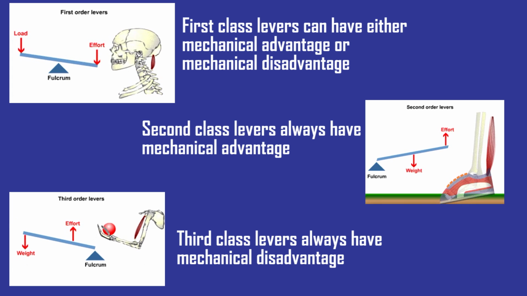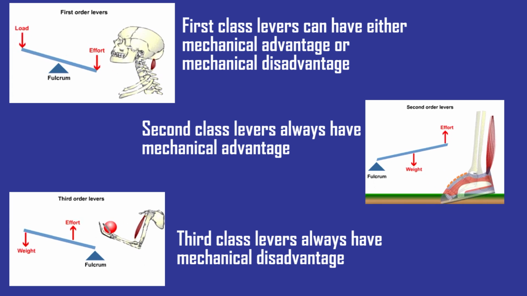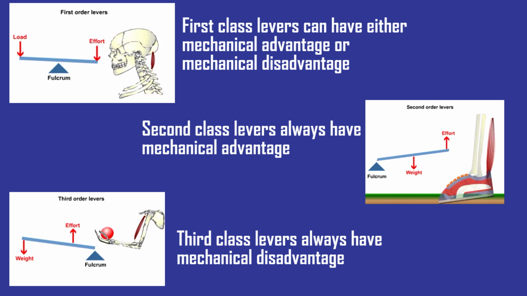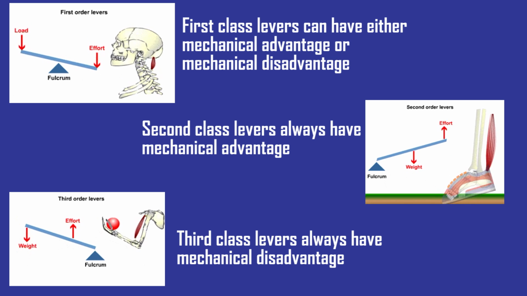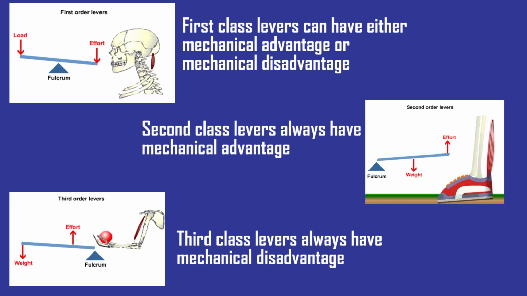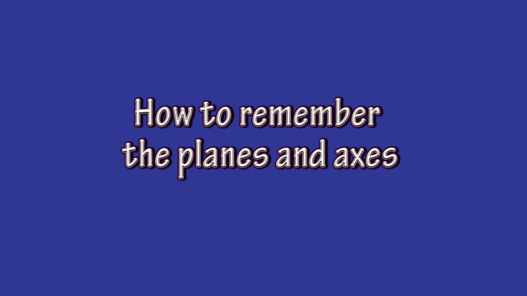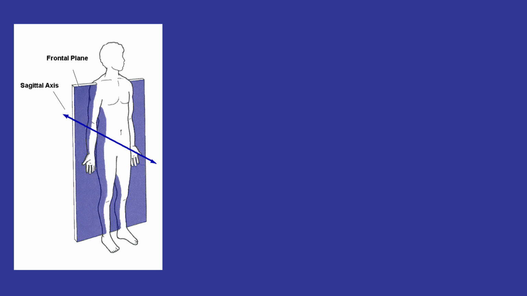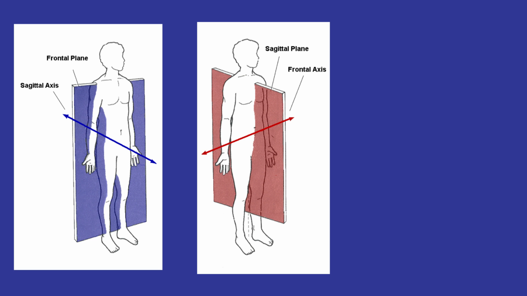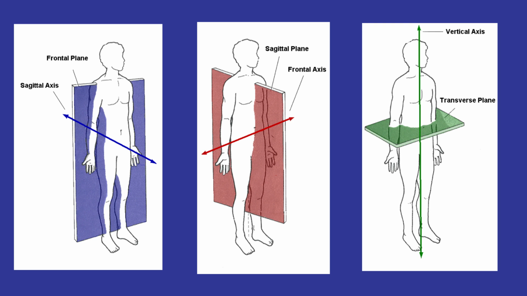First class levers can either have mechanical advantage or mechanical disadvantage depending on where the fulcrum is placed. Second class levers always have mechanical advantage. Third class levers always have mechanical disadvantage. First of all, remember that the sagittal axis runs through the belly button, the frontal plane is to the side. The frontal axis is in line with the frontal plane and the sagittal plane is in line with the sagittal axis. The odd one out is the vertical axis and the transverse plane, with the vertical axis running from top to bottom.